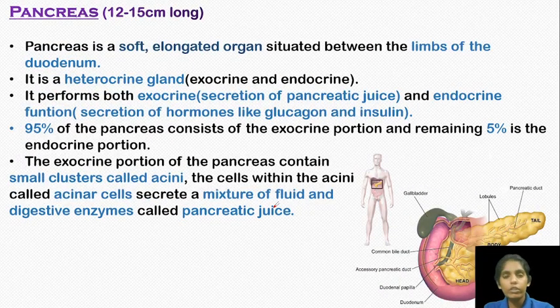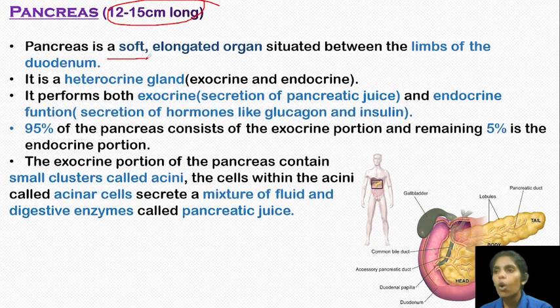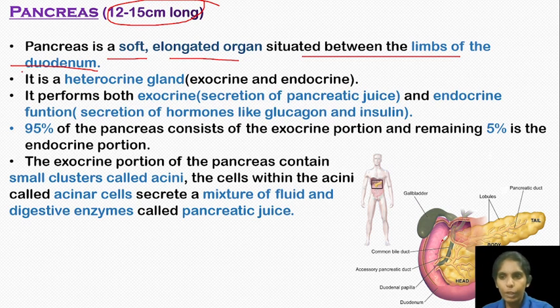Now let us discuss the accessory digestive organs, that is the pancreas. The pancreas is about 12 to 15 centimeters long, and it is a soft elongated organ situated between the limbs of the duodenum. So here between the limbs the pancreas is present. It is an elongated organ which is divided into three portions: the head portion, the body portion, and the tail portion. And the pancreas is a heterocrine gland.